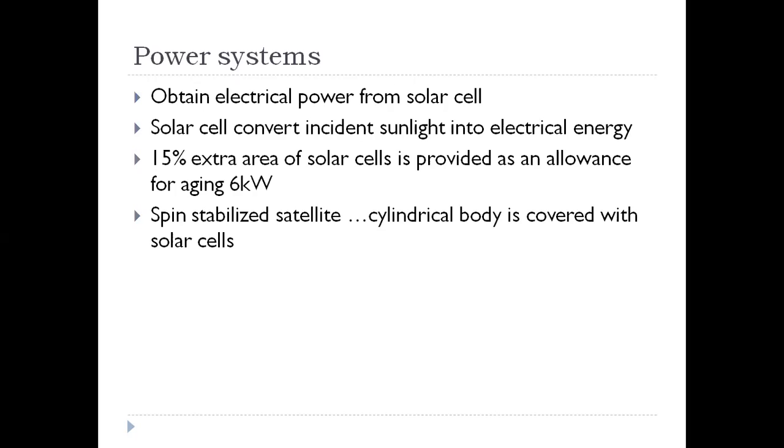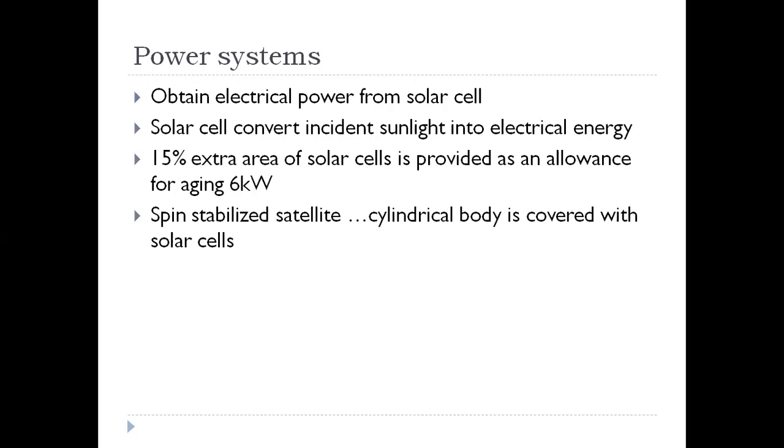impacts. Since sufficient power must be available at the end of life for the satellite to supply all the systems on board, about 15% extra area of solar cells is usually provided as an allowance for aging. The spin-stabilized satellite usually has a cylindrical body covered in solar cells. Because the solar cells are on the cylindrical surface, half of the cells are not illuminated at all, and at the edges of the illuminated half, the low angle of incidence results in little electrical power being generated.